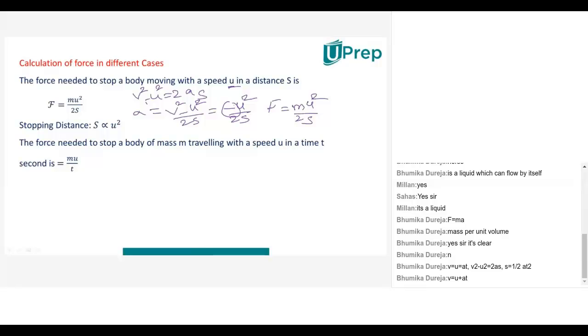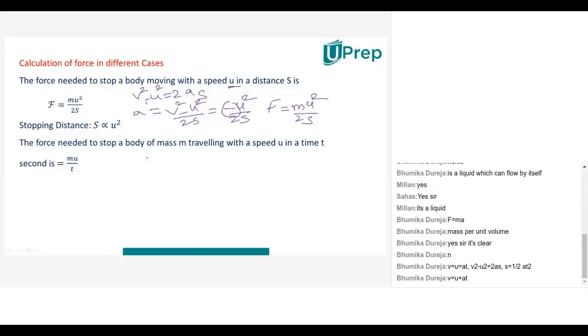Deceleration. What will the negative sign tell us about acceleration? The negative acceleration. Very good. It is negative acceleration, and negative acceleration means in the opposite direction. But here we are not considering direction. We are considering only force. So that's why the equation will be F is equal to mu square by 2s.